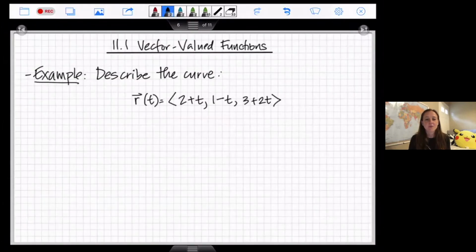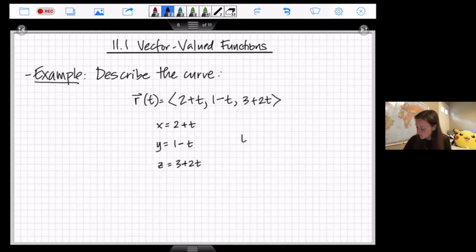So this one's in R3, and we have the x component defined by 2 plus t, the y component defined by 1 minus t, and the z component defined by 3 plus 2t. All right, and when I write them that way, those should look familiar. Those look like the parametric equations of a line. Okay, so this is a line in R3.